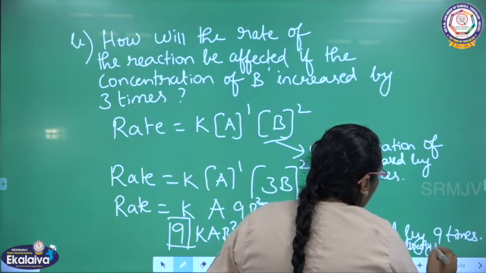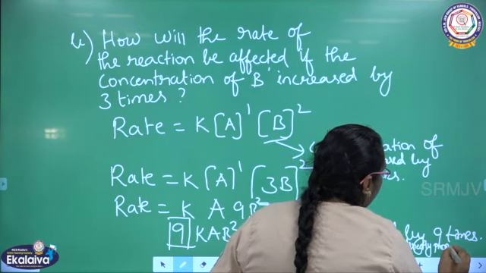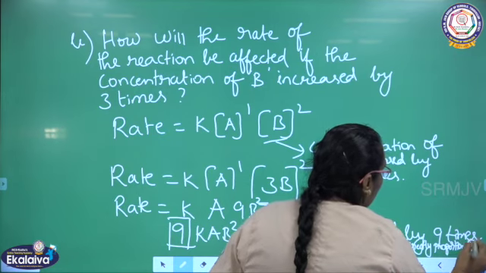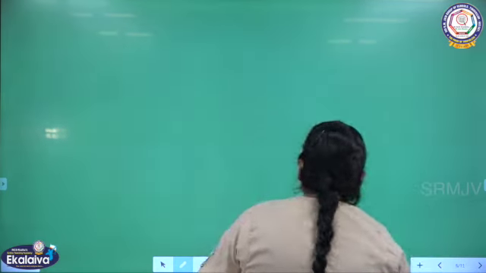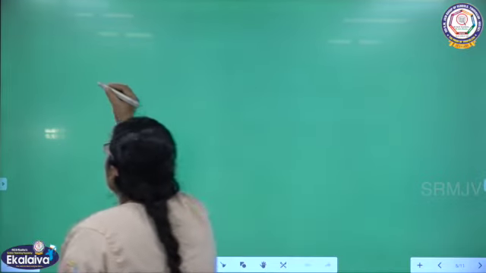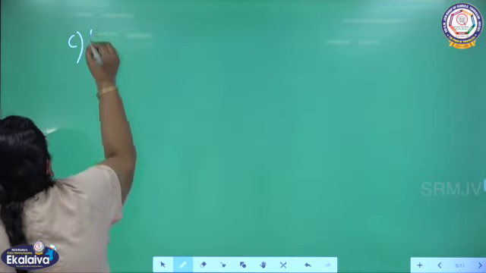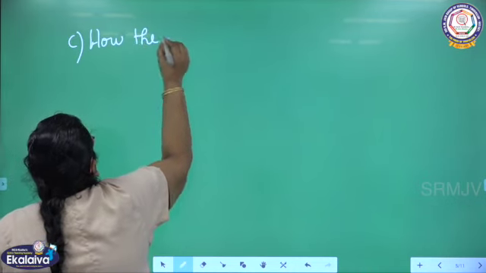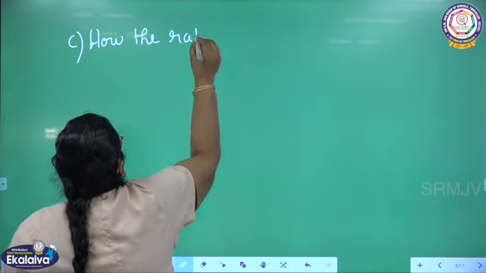Directly proportional. The next one, we are going to see the next question. What is the next question? How will the rate be affected?